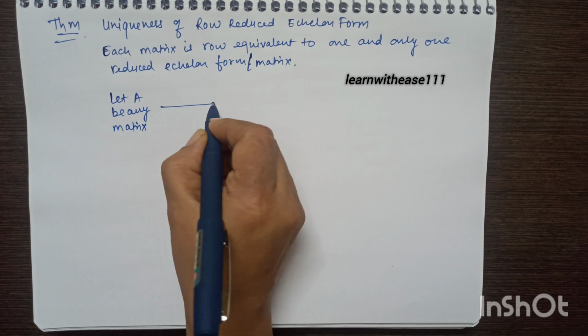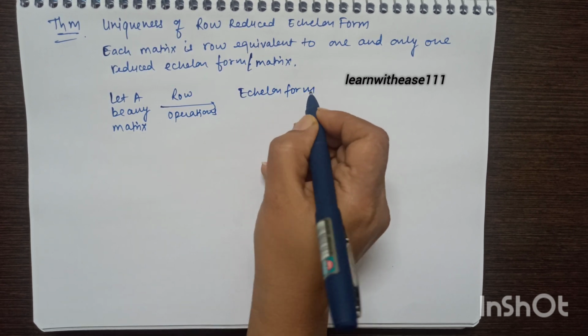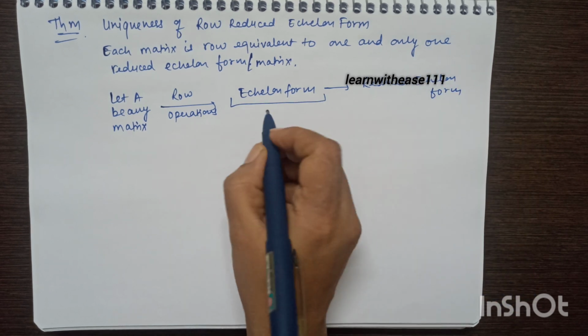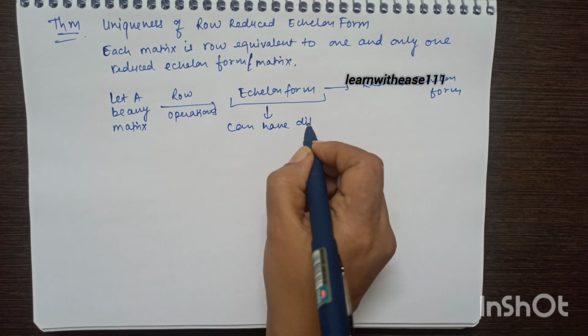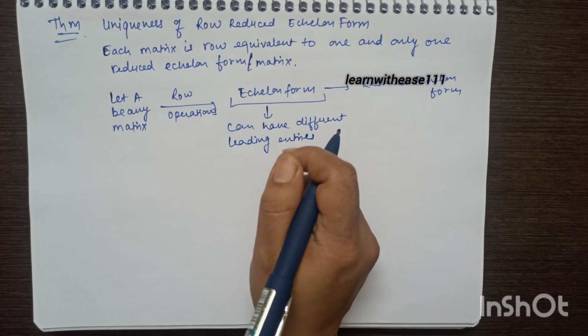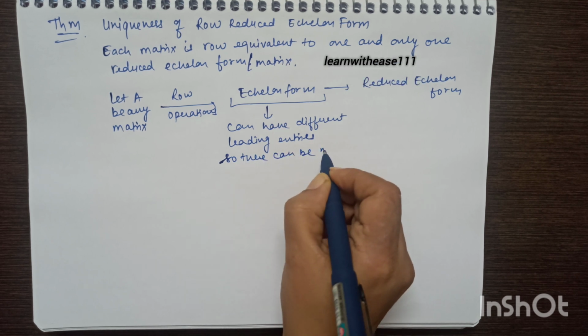Suppose there is a matrix A. By row operations, we convert it into Echelon form. Echelon form can be many, because every student might get a different Echelon form with a different leading entry. Suppose someone gets a leading entry of 2, someone gets a leading entry of 4. So the leading entry can take any value.